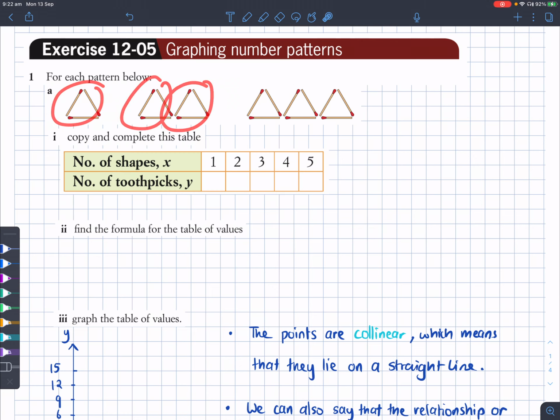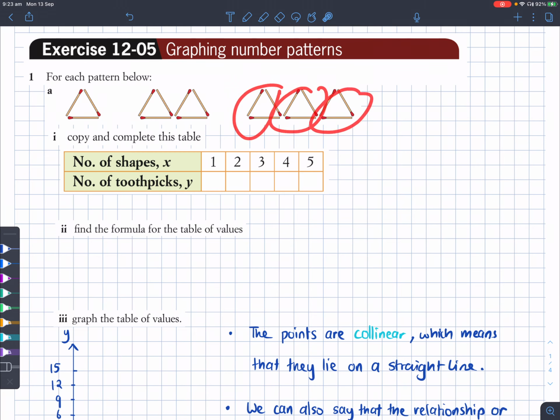So there's 1, 2 triangles and 3 triangles and so forth, and that's displayed here in the first row, with its number of toothpicks. And you notice that the first row is always X, whereas the second row is Y. And we've explored using tables like these before, but this time we have context. We do have a situation happening.